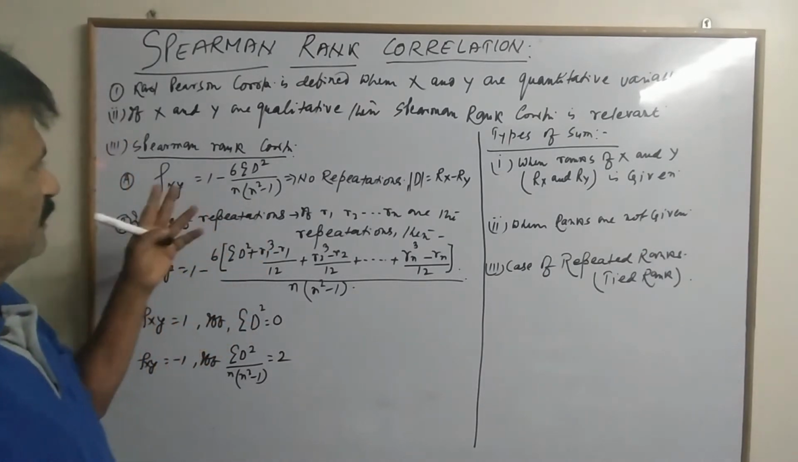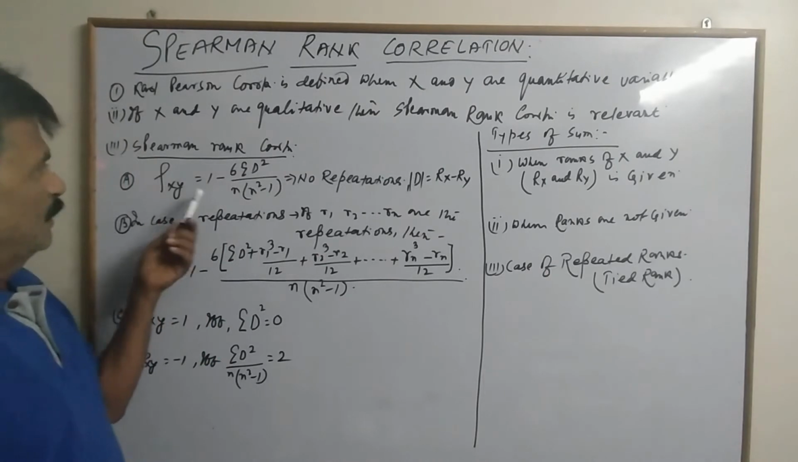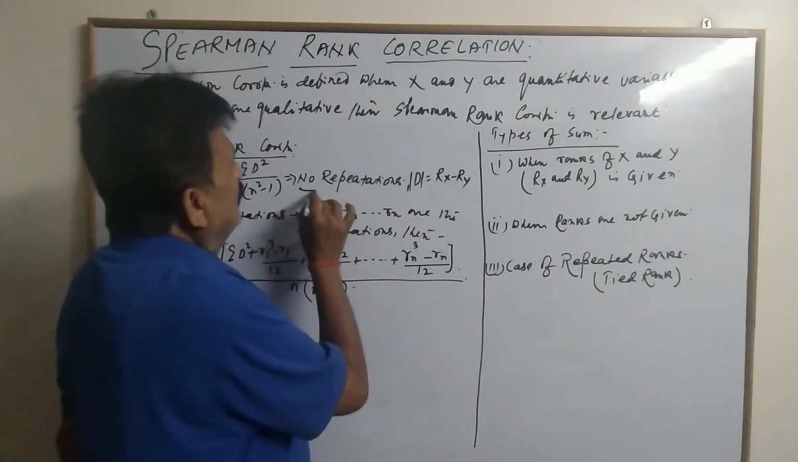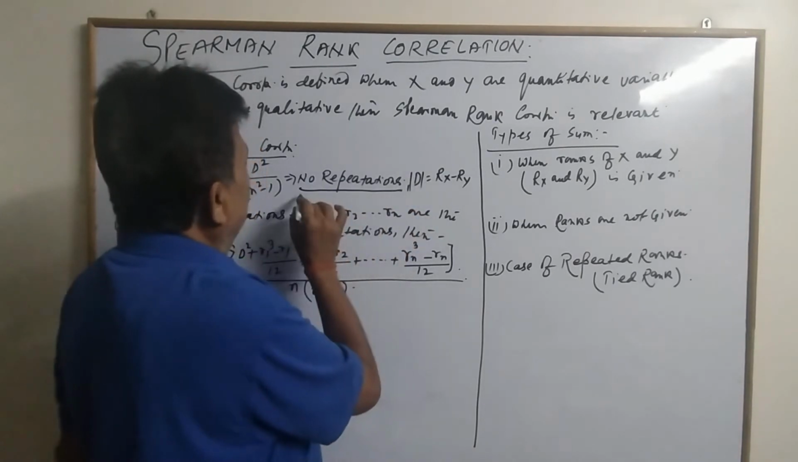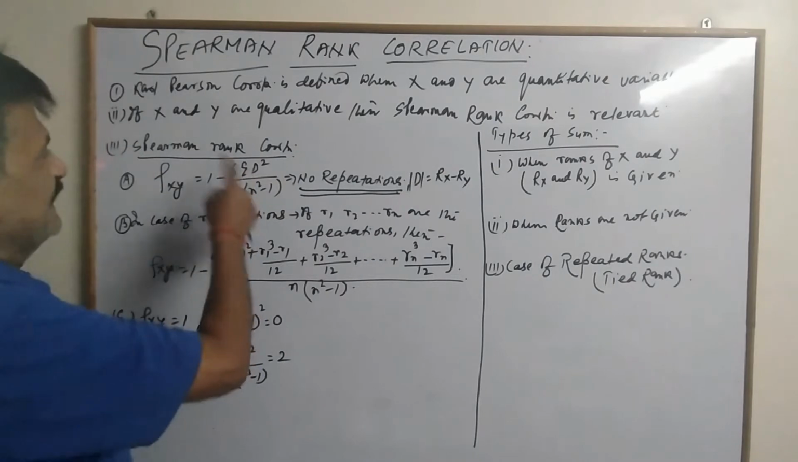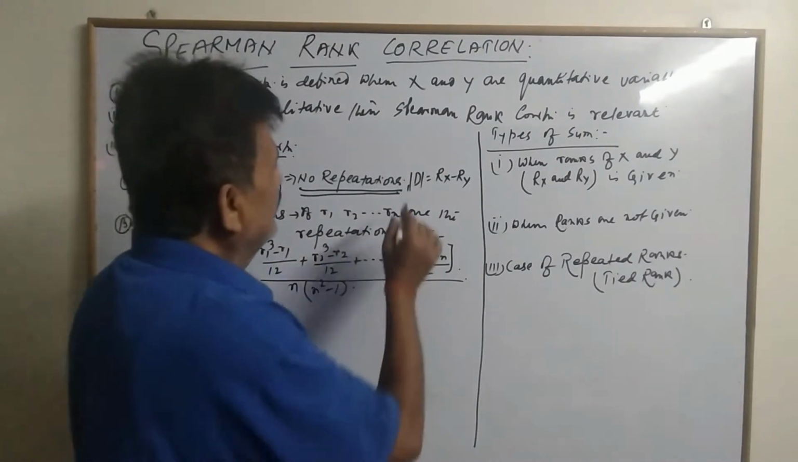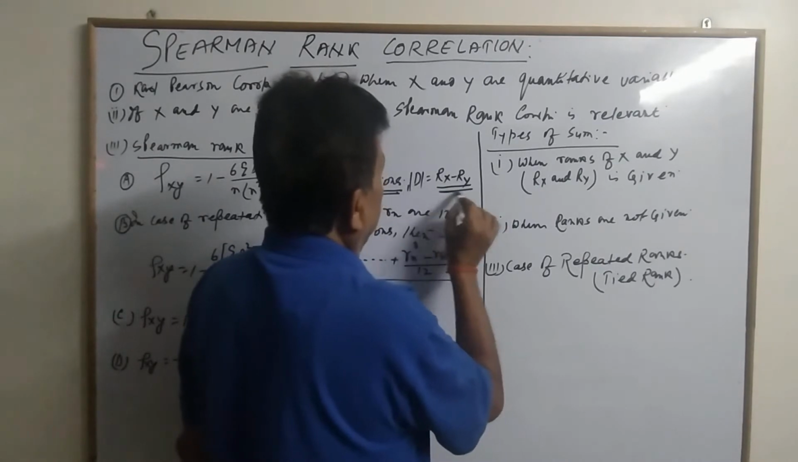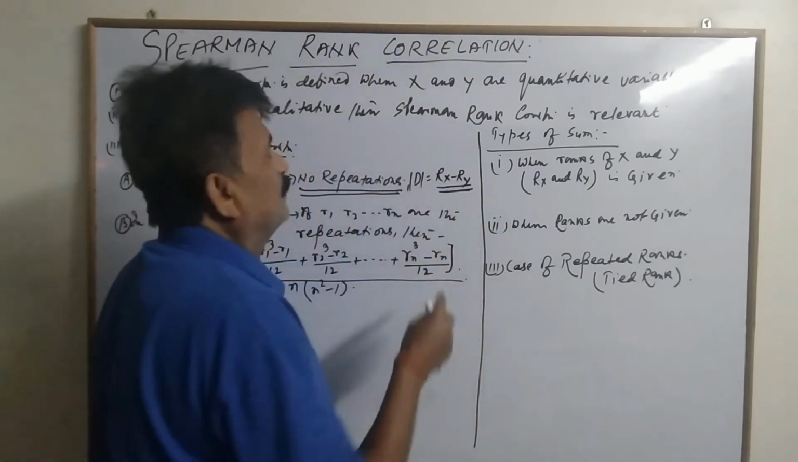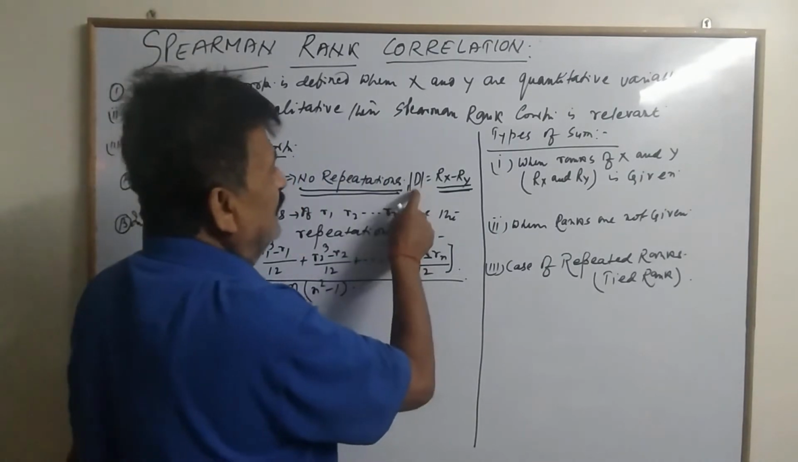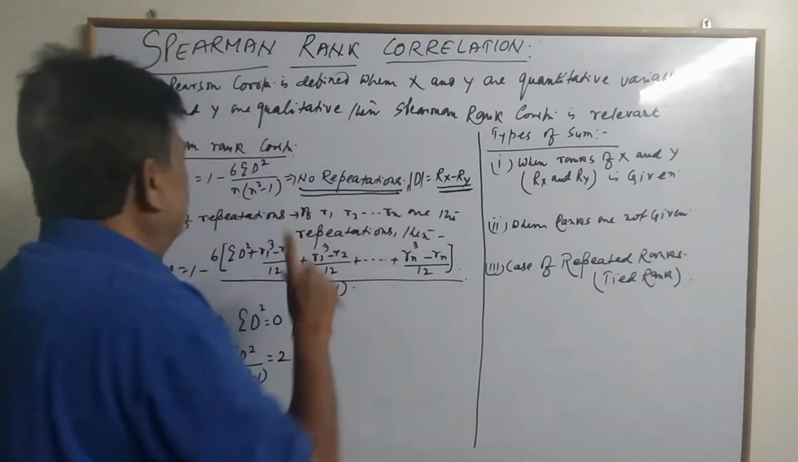Two things regarding this formula. This formula has to be used if in x and y rankings there are no repetitions, one thing. And secondly, d is the difference of ranks of x and y: rank of x minus rank of y, or rank of y minus rank of x. That's why we take the absolute value, because it has to be squared.